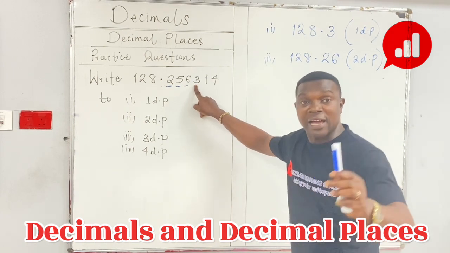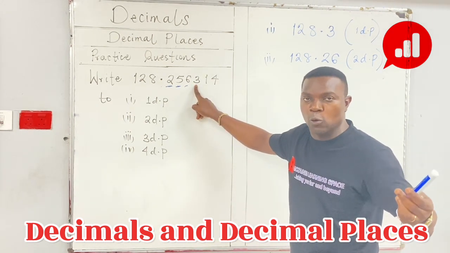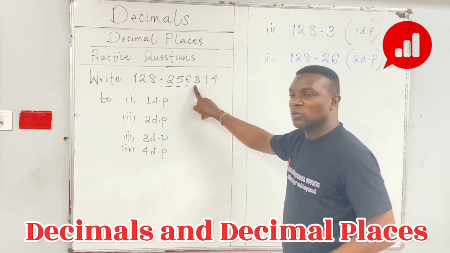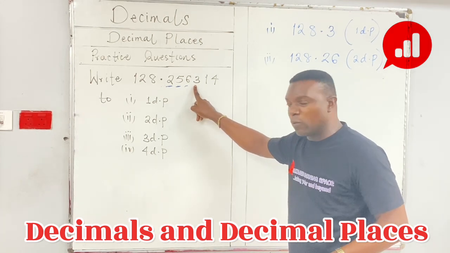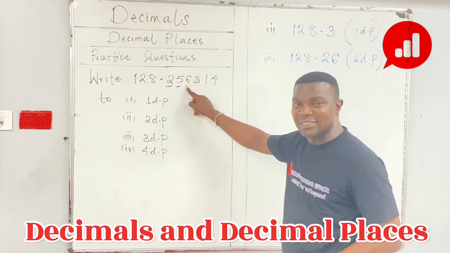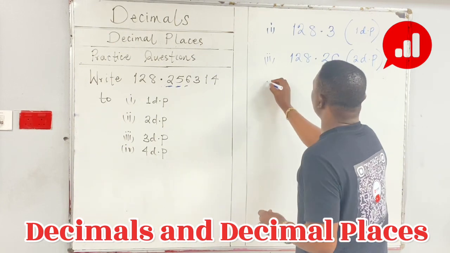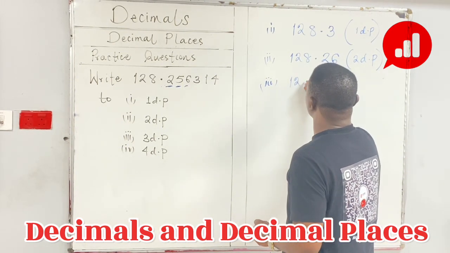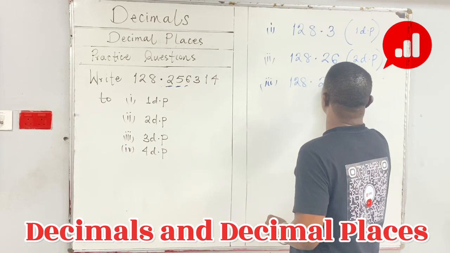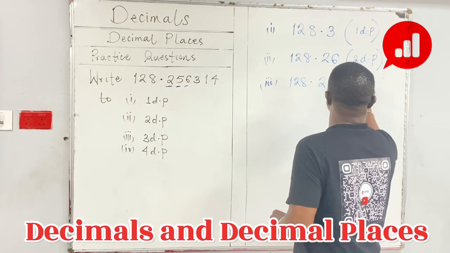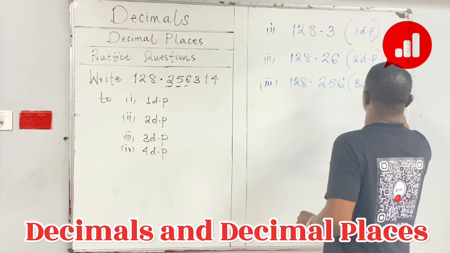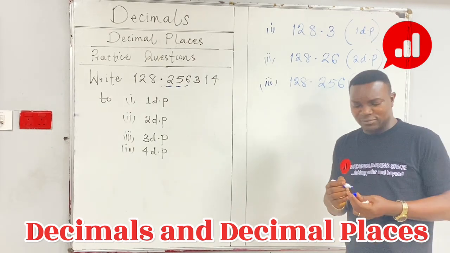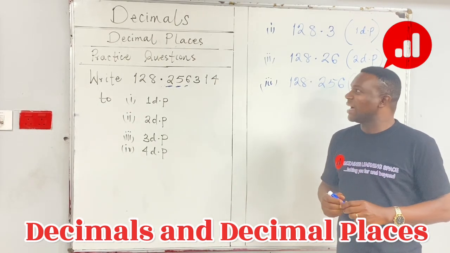Oh, this number is 3. Can 3 give us anything? No. Why? It is because 3 will become 0. And 0 plus 6 is what? 6. So my answer for Roman figure 3 to 3 decimal places will be 128.256. 3 decimal places. Do you understand? So it's as simple as that.